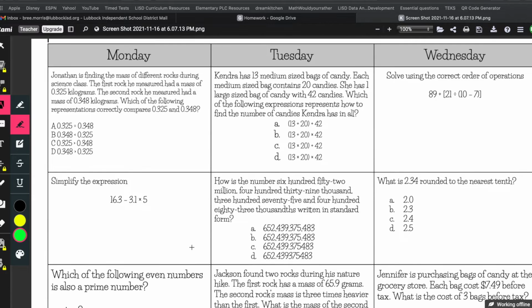Homework help for this week. Lots of word problems this week. So yeah, let's dive into it.